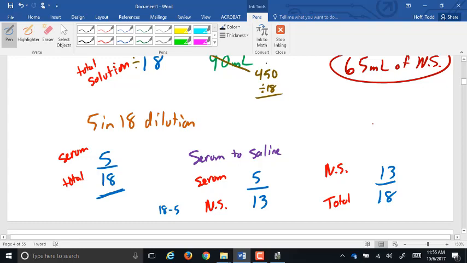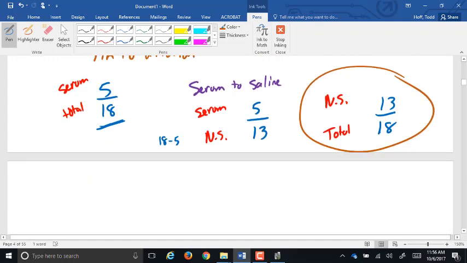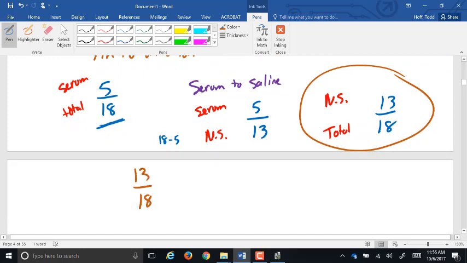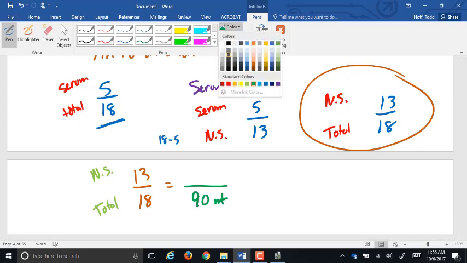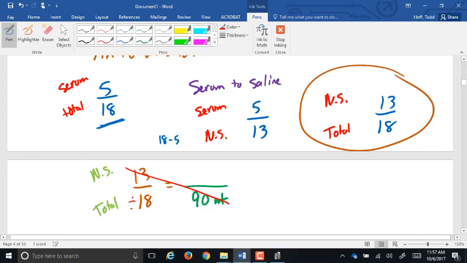So in a problem like the one we just did, if we wanted to find the amount of saline from the total solution, we could have used the 13 over 18. The 13 now represents the NS, and the 18 represents the total solution. Now on the other side, my numbers stay there. On the other side, we had the 90 milliliters total. We could have cross multiplied and divided. 13 times 90 divided by 18 is 65 milliliters. Any questions?